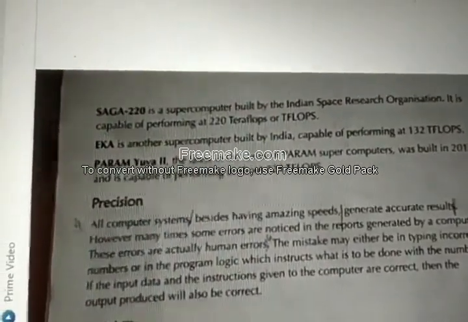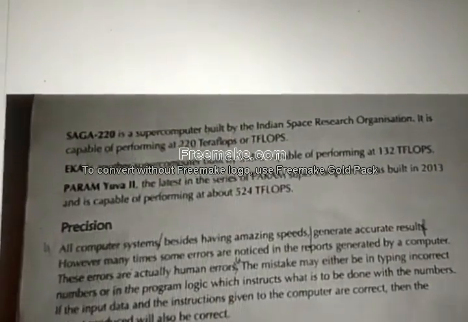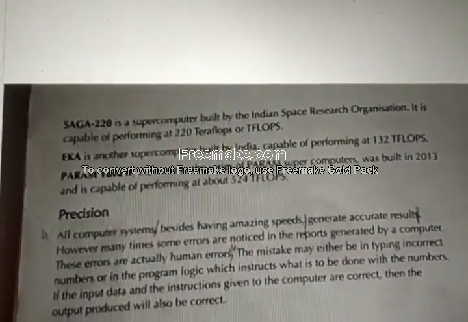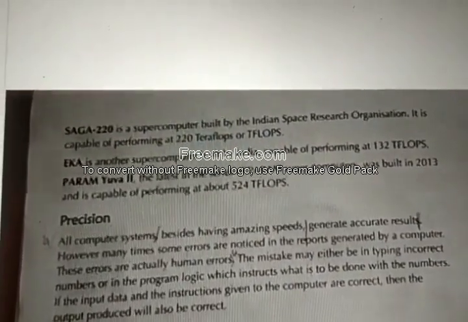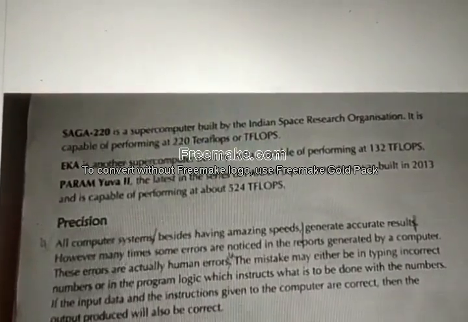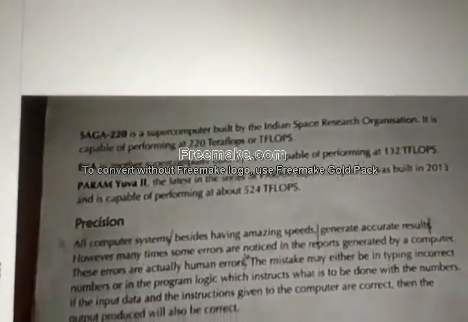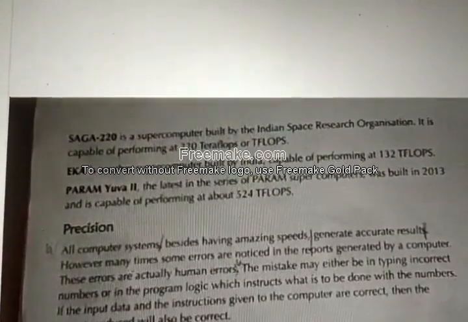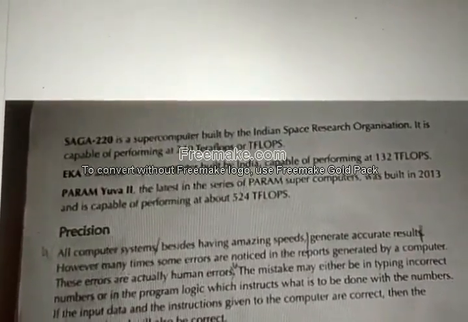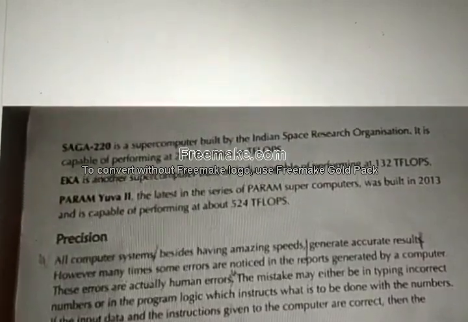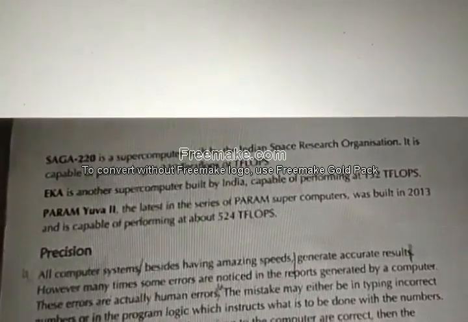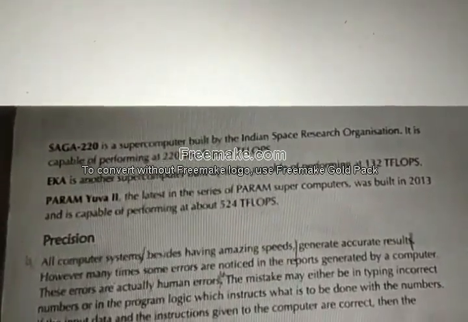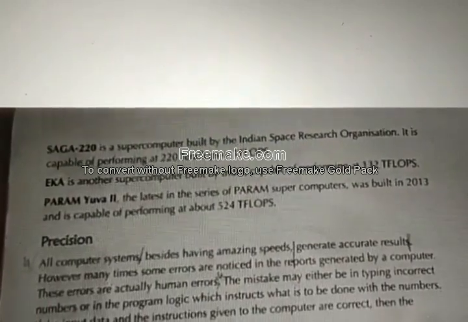So in India, we have already built 3 supercomputers. Okay. What are those? Saga 220, EKA, Param Yuva 2. Saga 220 is a supercomputer built by the Indian Space Research Organisation. It is capable of performing at 220 teraflops. TFLOPS, teraflops. So FLOPS means what? Floating point operations per second.